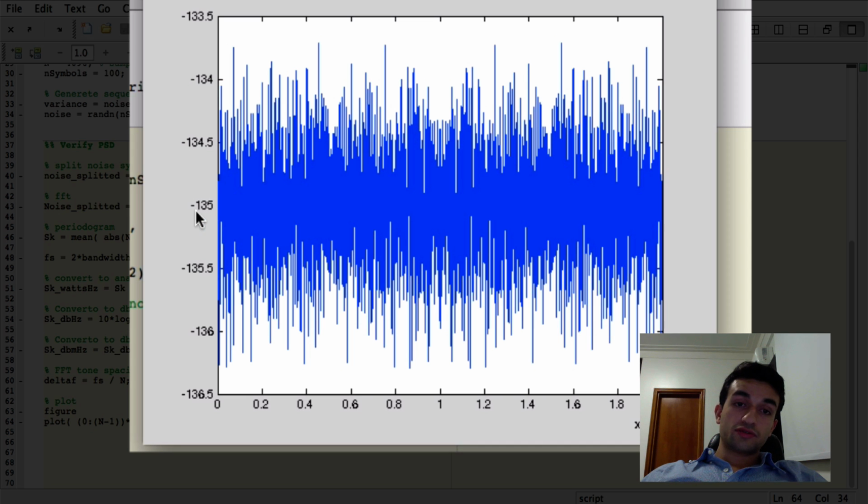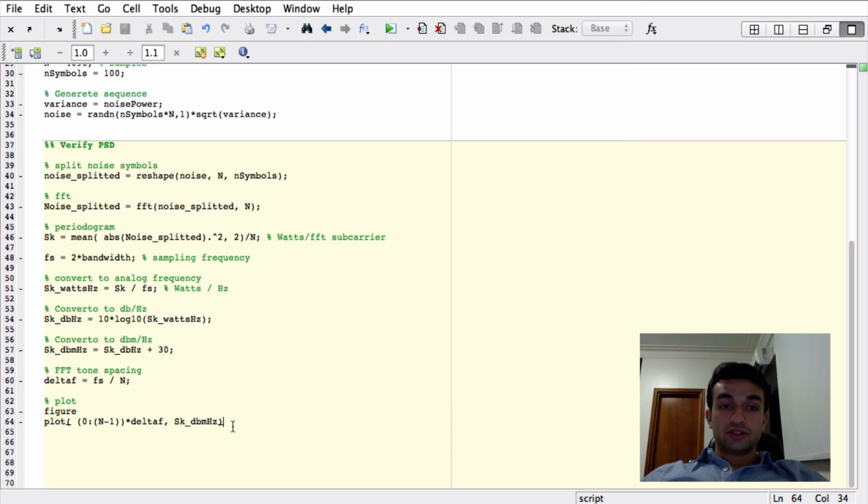After this we can run the script and we see the results approximate well the noise floor we specified in the beginning. Remember, it was minus 135 dBm per hertz. Just for the sake of clarity, let's label the plot. Let's say analog frequency, and let's divide it by 10 to the power 6 to have it in megahertz. And let's label the vertical axis as the noise PSD. Okay, run again.